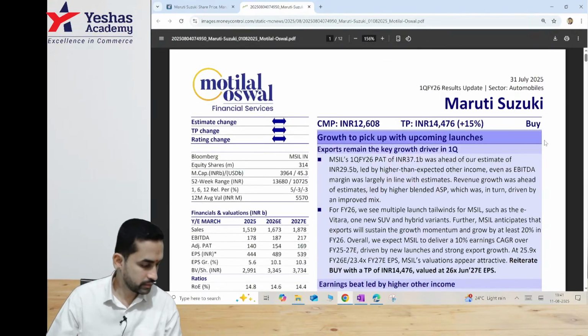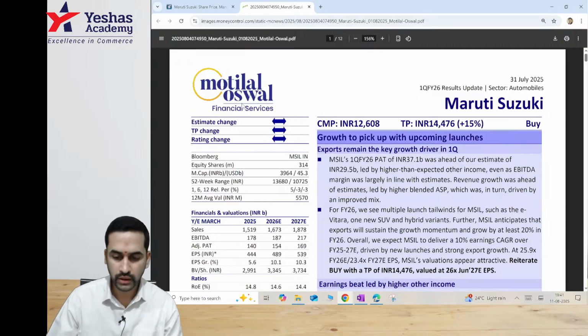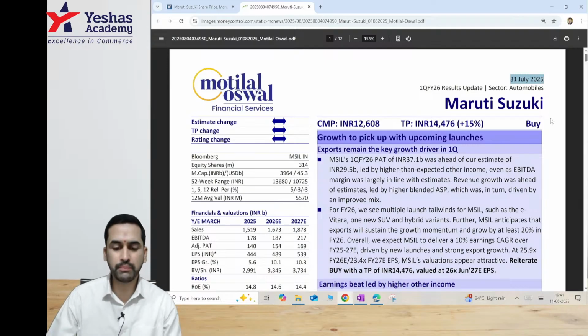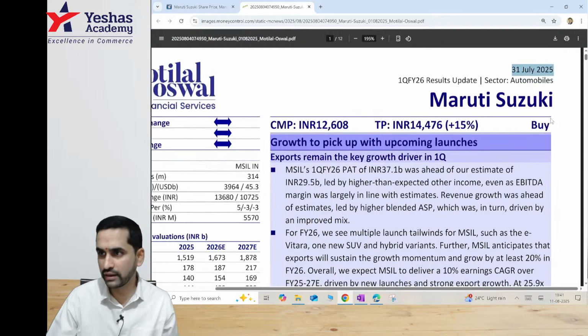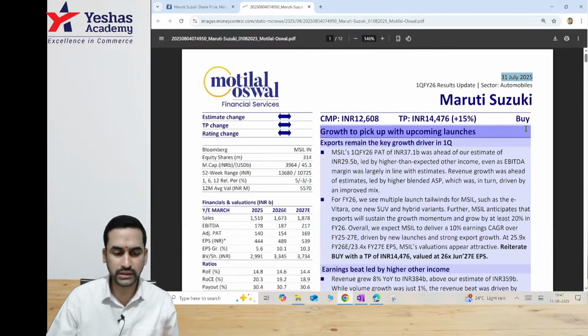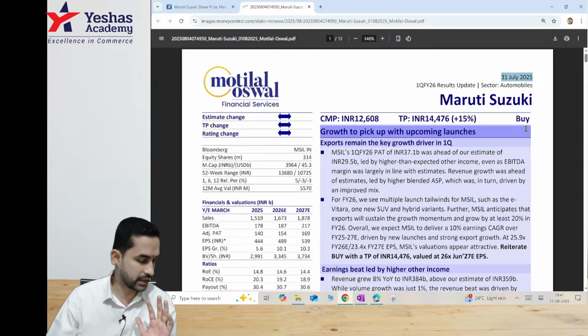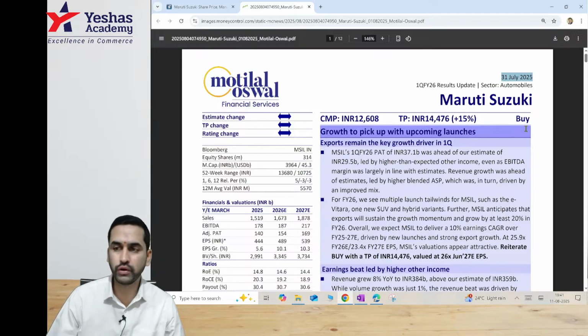If you see here, Motilal Oswal did some research on this company's stock on 31st July and published this report. Again, you shouldn't buy just because they said buy. You have to read and understand. At an intermediate level, you may be able to understand, say, 40-50% of this. No problem, but it is good to read.